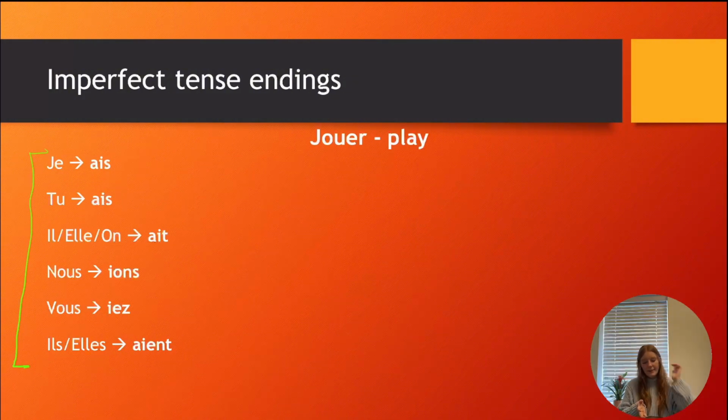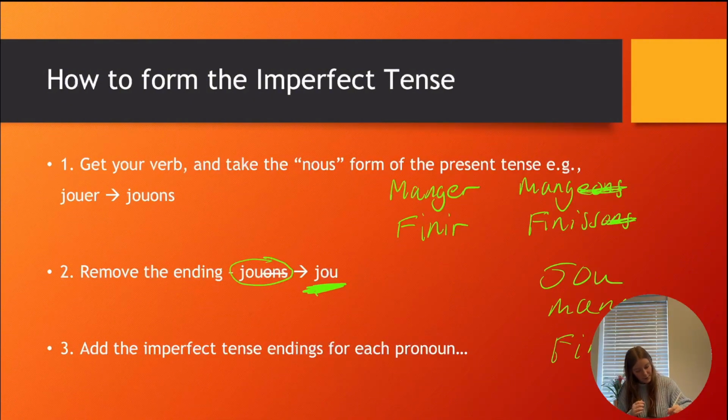So let's take our example of jouer, which means to play. So, if we're putting it in the I form, so the je form, okay? So we've got our stem. So from here, remember, we've got the stem, which is jou.